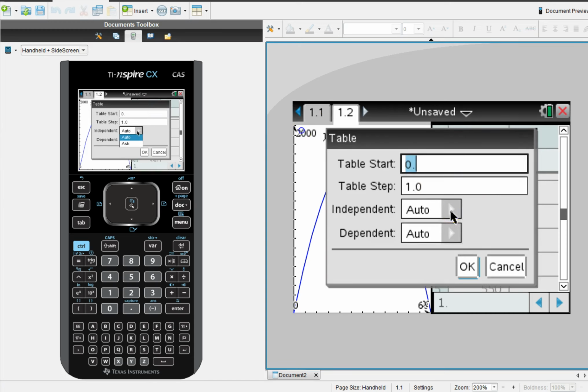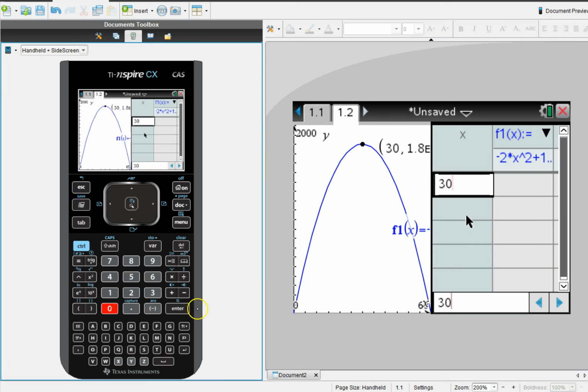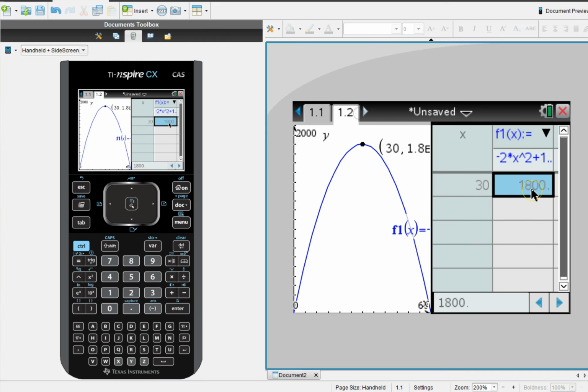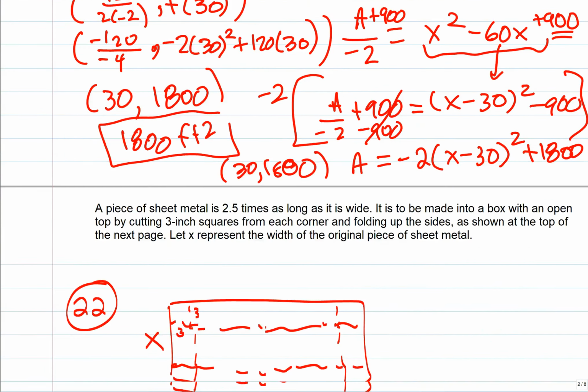You can tell it to ask for the x. If I don't want a whole list, and then I go, I know that its x is 30, and the y value is 1,800. So that's a little nicer to see. So just some options here. So here we are. We're going to go ahead and I think we're done with this question.